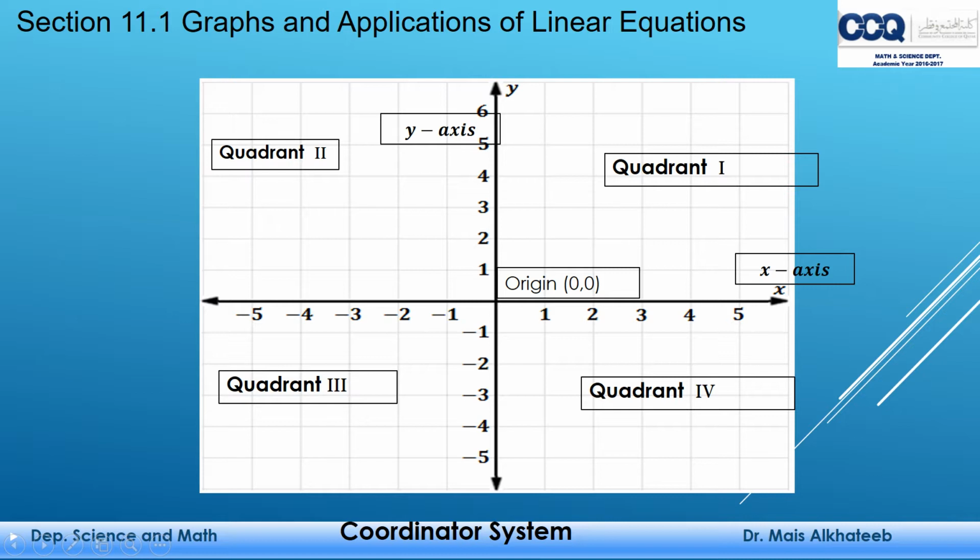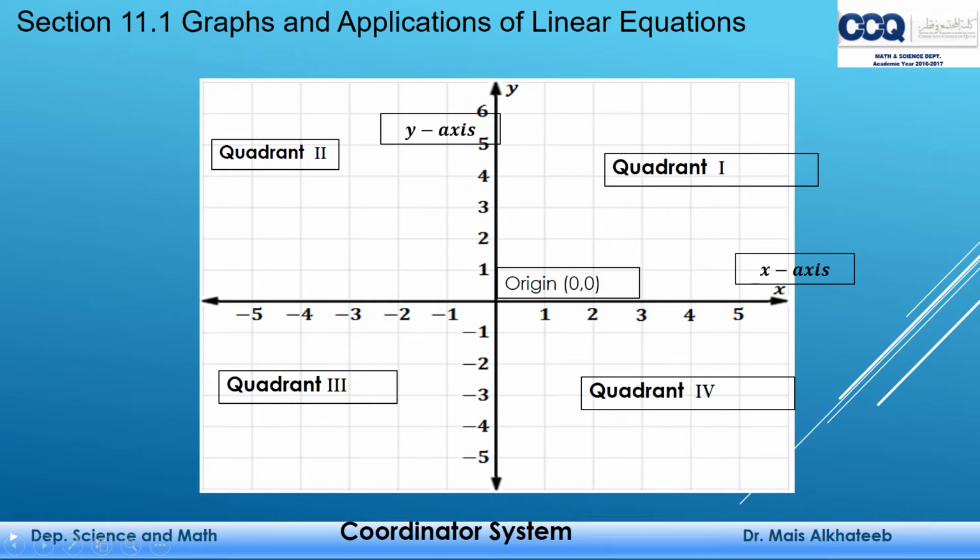In the first quadrant, for example, if I take this point, x equals 3 and y equals 3. For this point, x equals 3, y equals 3, so x and y are both positive. For this point, x equals minus 3 and y equals 1. So in this quadrant, x is negative and y is positive.